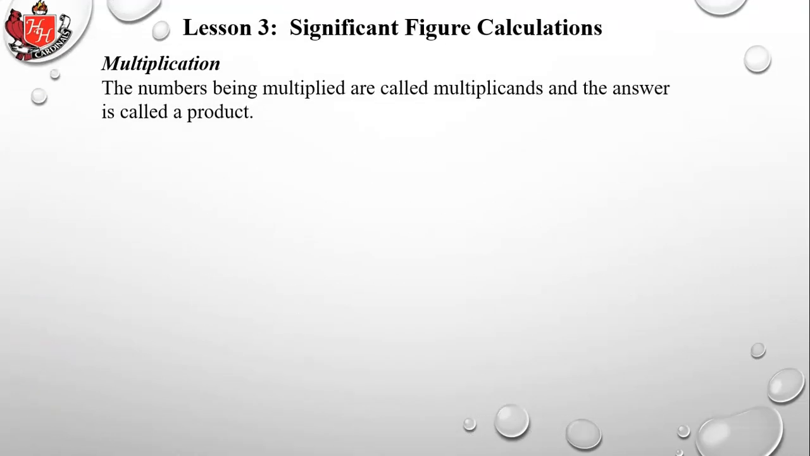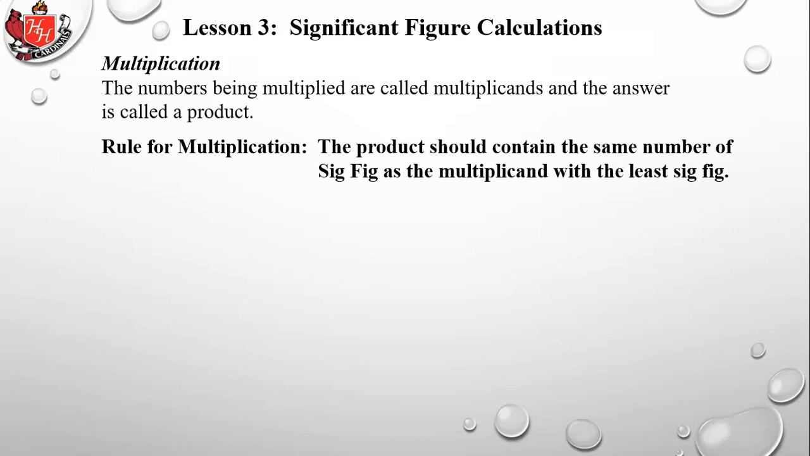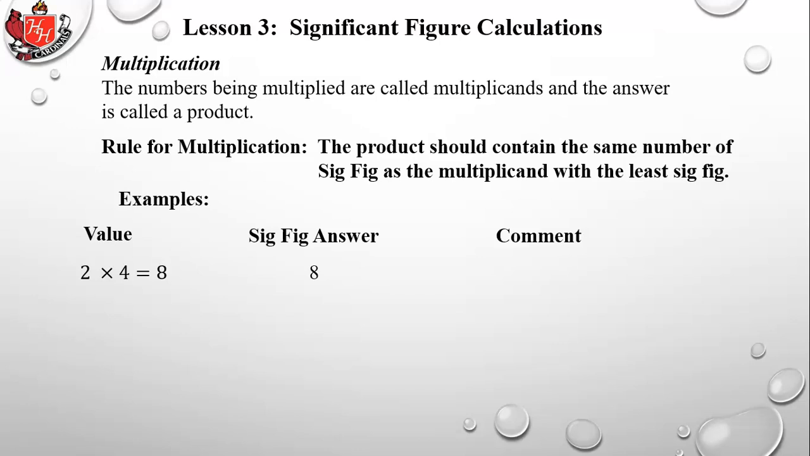Multiplication. The numbers being multiplied are called multiplicands, and the answer is called the product. Rules for multiplication. The product should contain the same number of significant figures as the multiplicand with the least number of significant figures. So let's see some examples. 2 times 4. The 2 numbers you're multiplying each have 1 significant figure. That means your answer on the calculator would be 8. But your significant figure answer would also be 8, because you show your answer to 1 significant figure. So 2 and 4 have 1 significant figure, so the answer has 1 sig fig. Sometimes we just say it that way because it's a lot shorter.